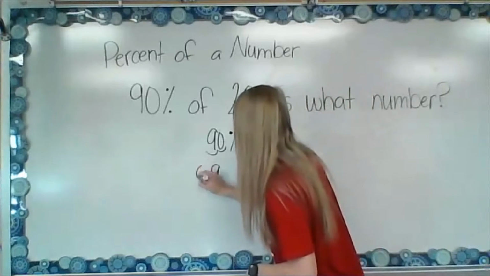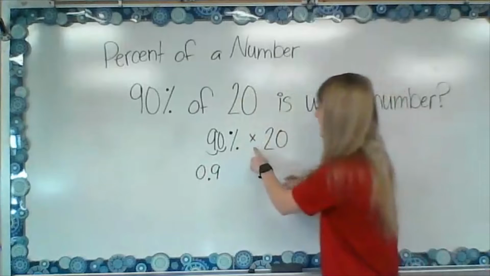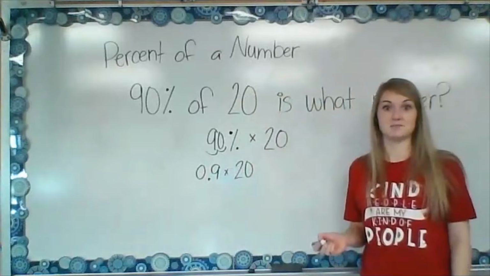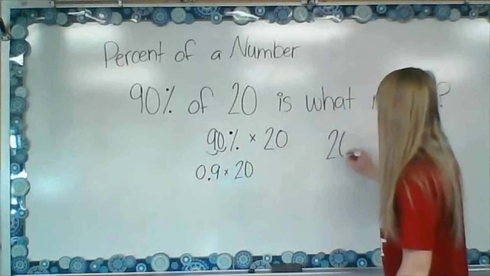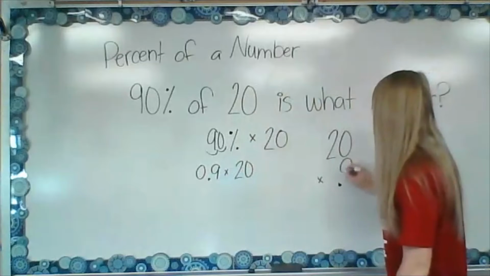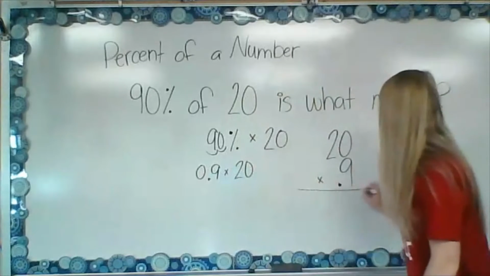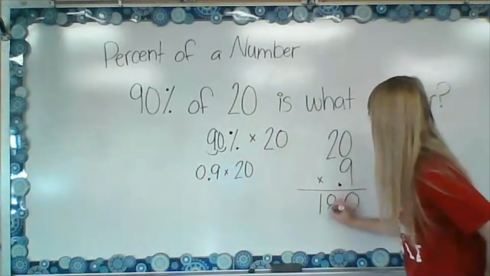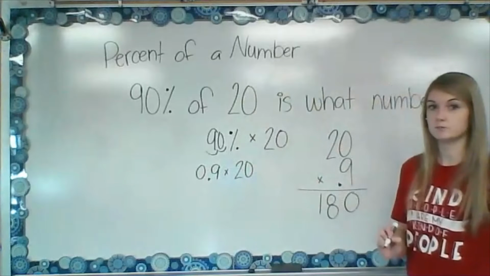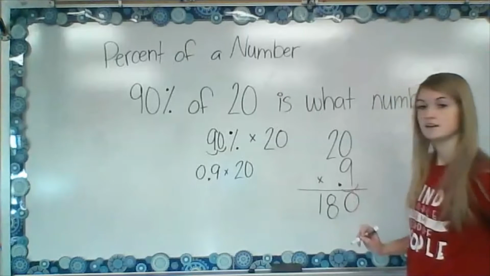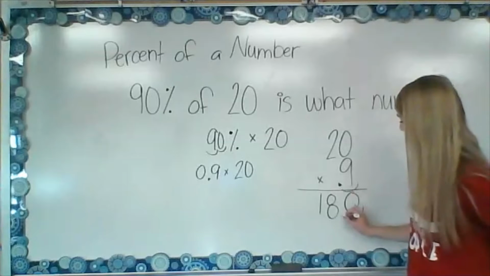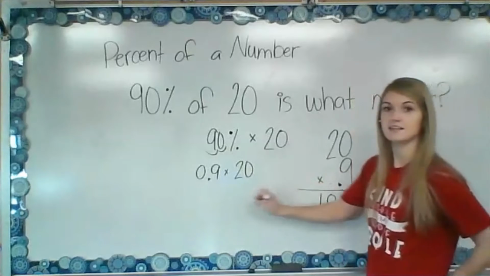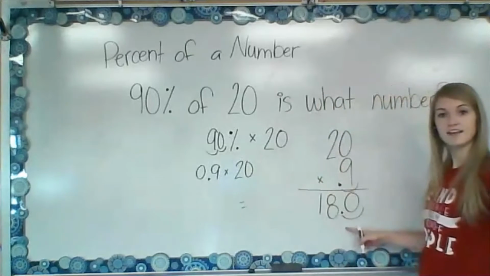So I've got 0 and 9 tenths times 20. That's easy multiplication, right? I take 20 times 9 tenths, multiply, 9 times 0 is 0, 9 times 2 is 18, and then we have to count our decimal places, right? So I've got 1 here in my problem, so I have to move my decimal 1 point in the answer. So 90% of 20 is 18.